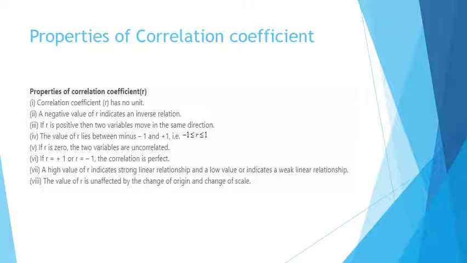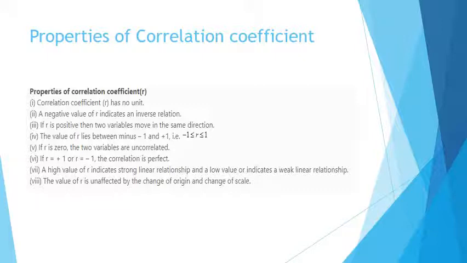Number four, the value of r lies between -1 and +1. Number five, if it is 0, the two variables are uncorrelated. That is, there is no linear relation between them. However, other type of relationship may be there. Number six, if r is equal to +1 or r is equal to -1, the correlation is perfect. The relation between them is exact.